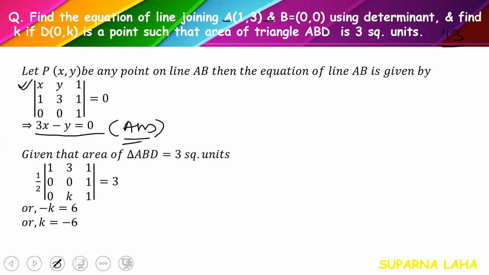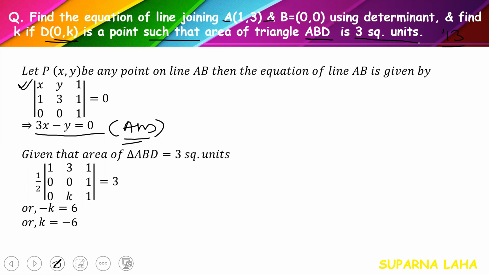Just write down the determinant and find the determinant value, that is equal to 0. So 3x minus y should be equal to 0. Now moving to the second part, find the value of k, where this point D, given by (0, k), is a point such that the area of triangle ABD is 3 square units.